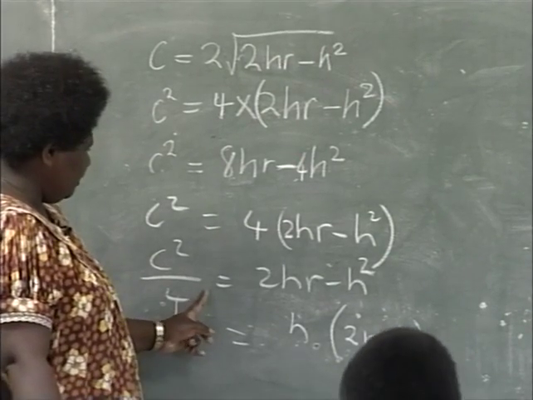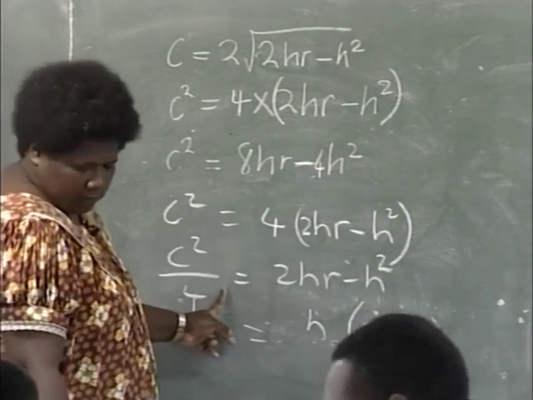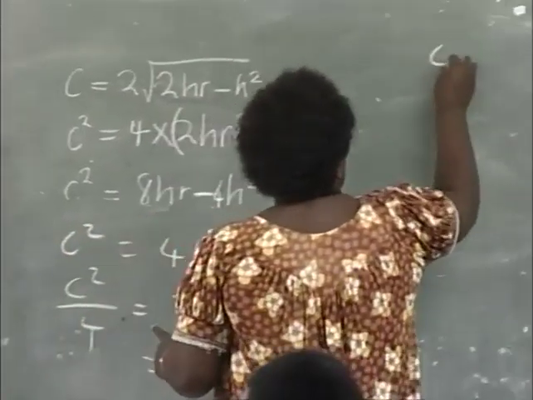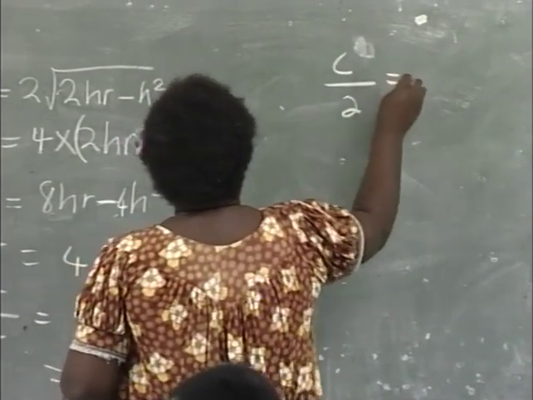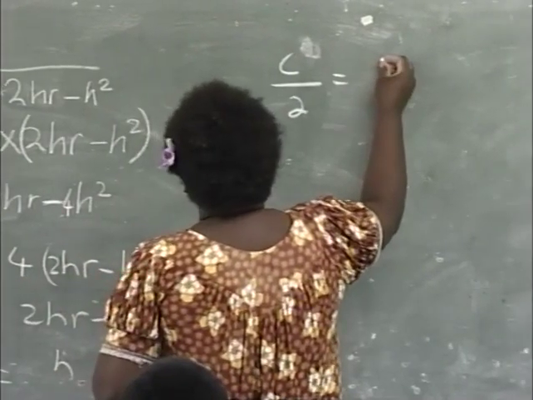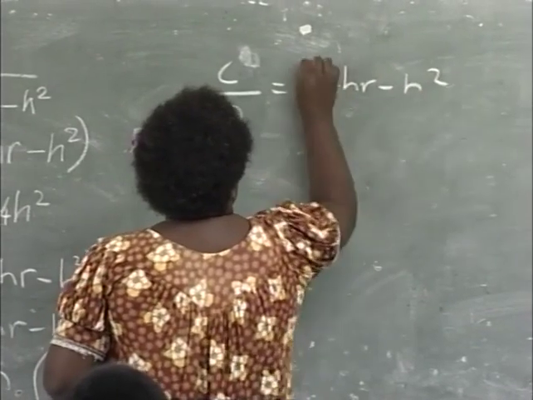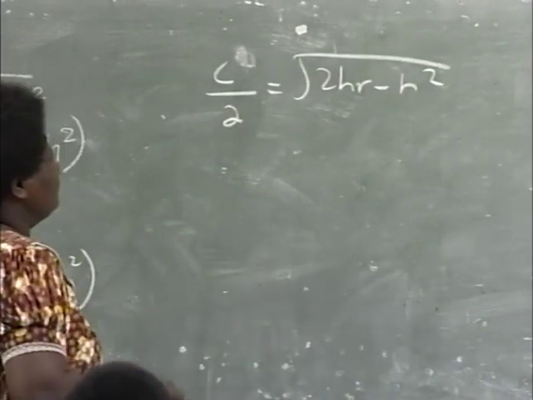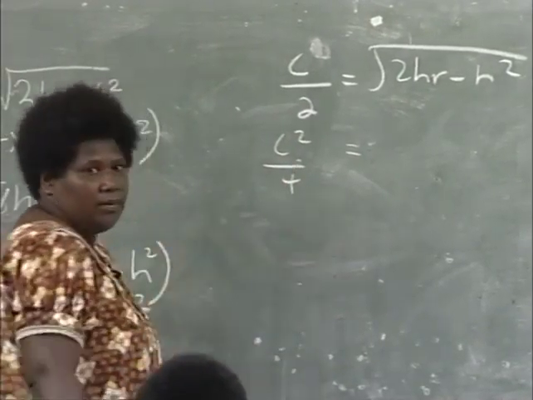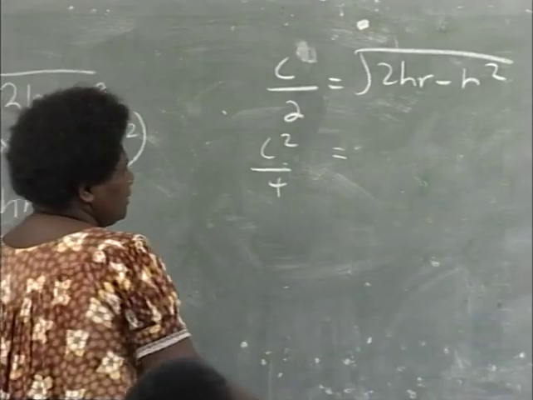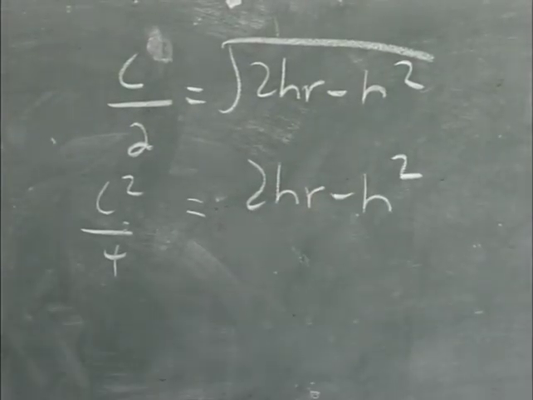Okay, if I divide by 2R. Okay, let's try it another way. C over 2 equals the square root of 2HR minus H squared. And then it will still be the same. If I square both sides, I get C squared over 4, and then I'll have 2HR minus H squared.